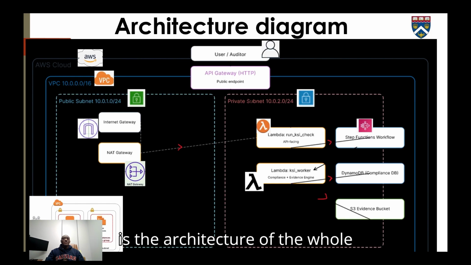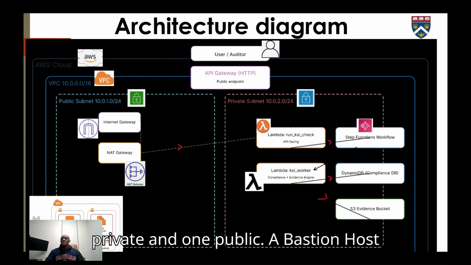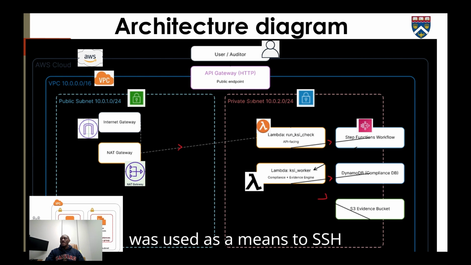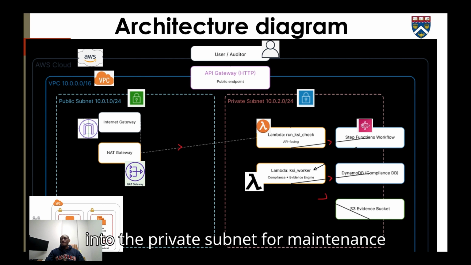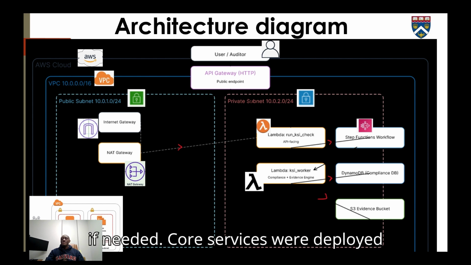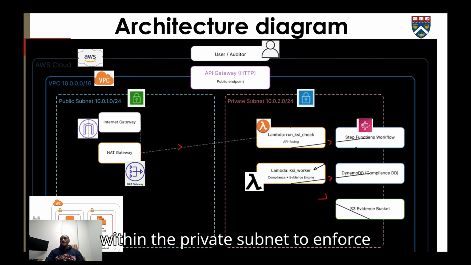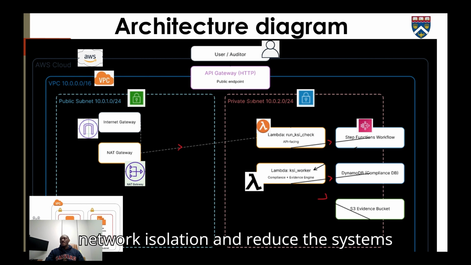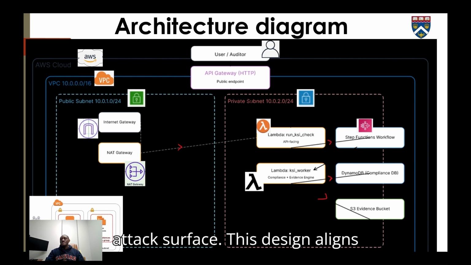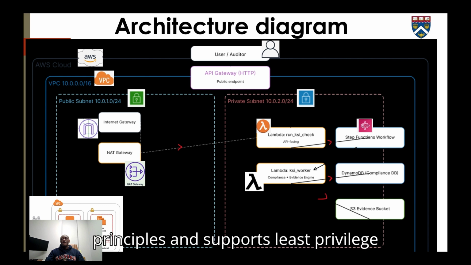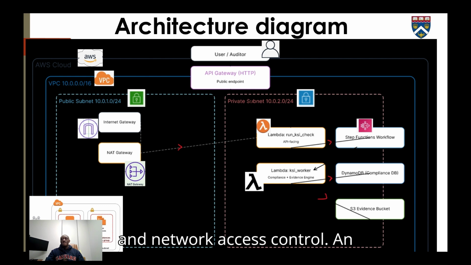Here is the architecture of the whole setup. This is deployed within a virtual private cloud, also known as a VPC. 2 subnets, 1 private and 1 public. A bastion host was used as a means to SSH into the private subnet for maintenance if needed. Core services were deployed within private subnets to enforce network isolation and reduce the system's attack surface. This design aligns with FedRAMP and Zero Trust principles and supports least privilege and network access control.